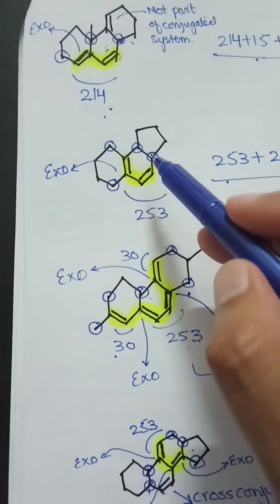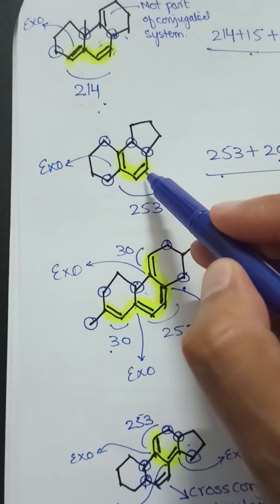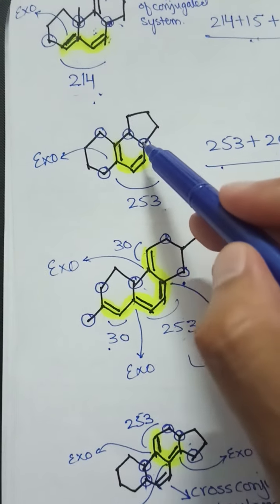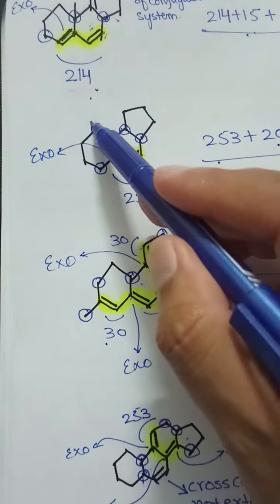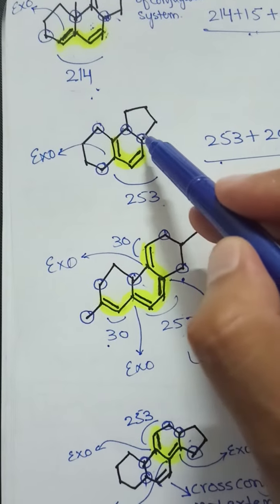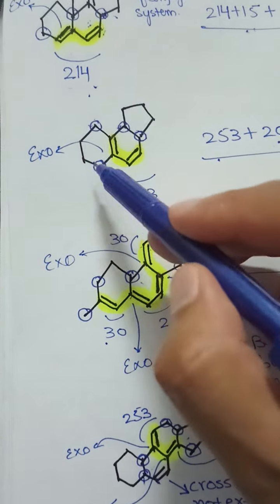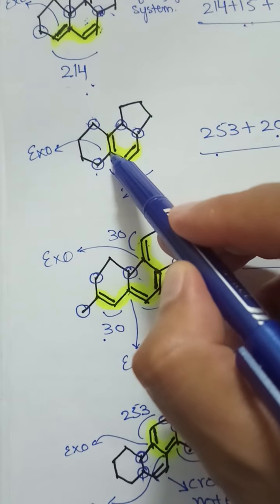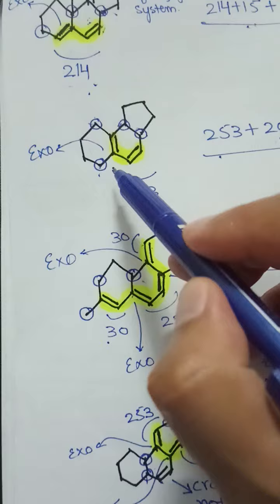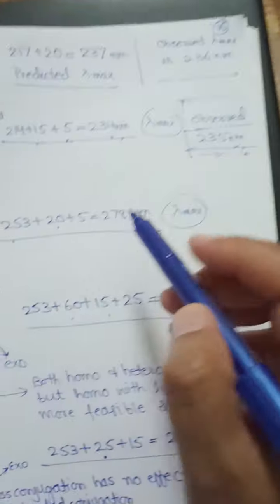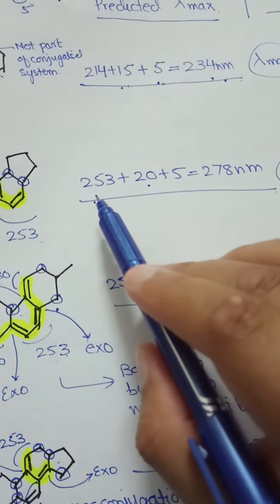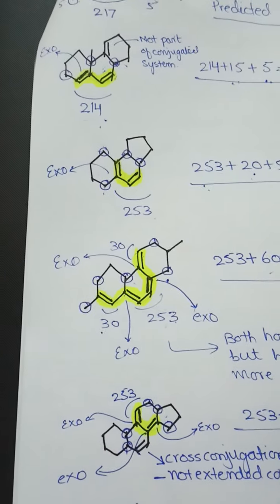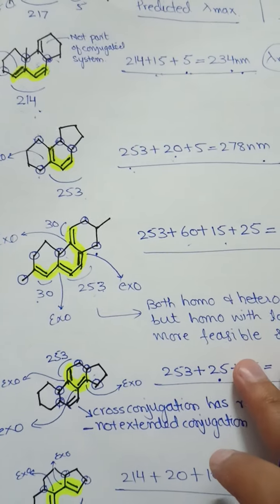For the example of a homoannular diene, here we have shown an example which gives a base value of 253 nanometer, along with these alkyl residues which are encircled, and these will produce a 20 nanometer increment. And again for this ring, this is the exocyclic double bond, this one, and it produces a 5 nanometer increment. In this way, 253 plus 20 plus 5 gives 278 nanometer.